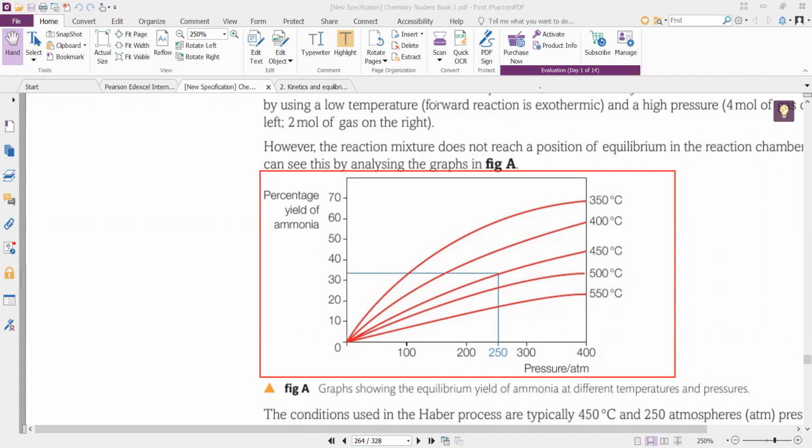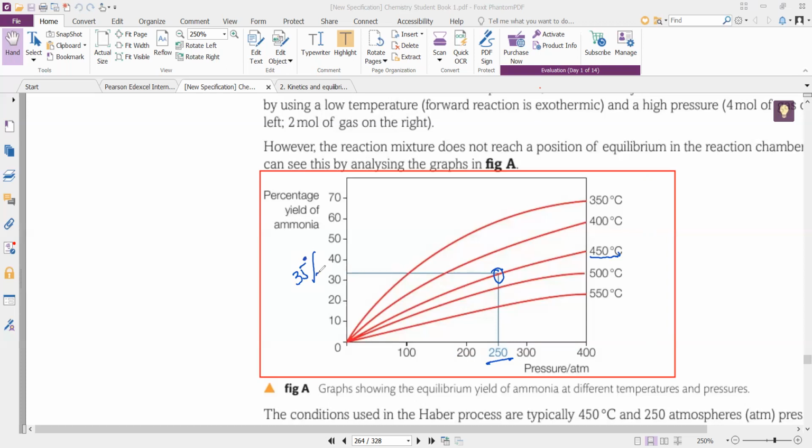Now, when you think about the right-hand side of this graph, what will happen if you lower the temperature? Percentage yield increases. That's obvious. What happens if you increase the pressure? The yield will also increase. Decrease in temperature and increase in pressure. So they are taking this value: 250 atm pressure and 450 temperature, the 450 line, which gives 35% of the yield.